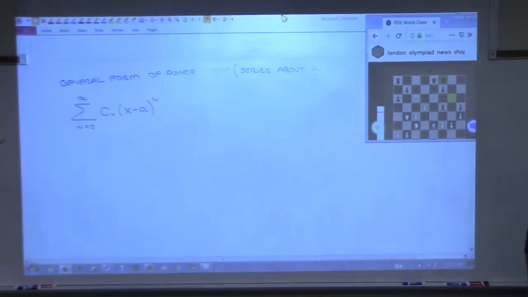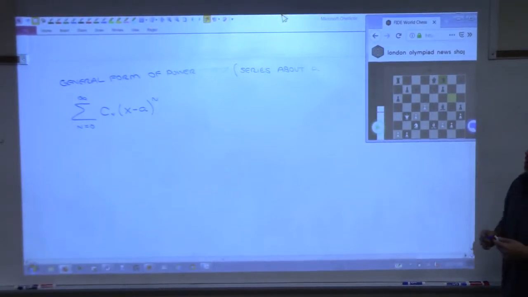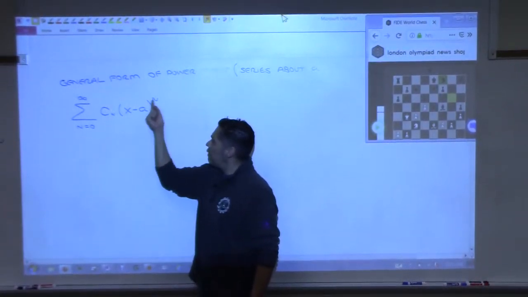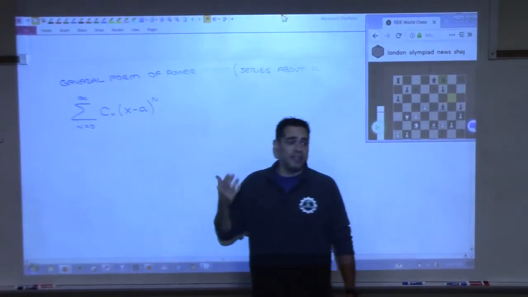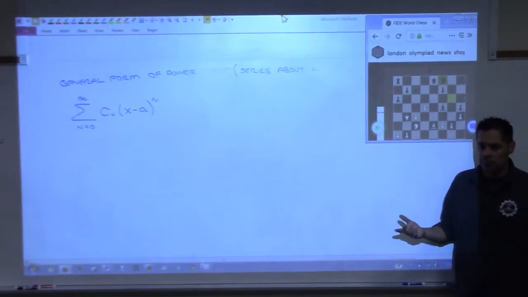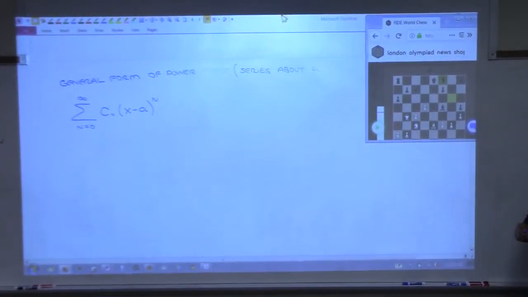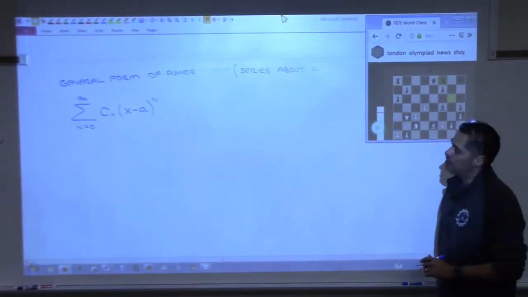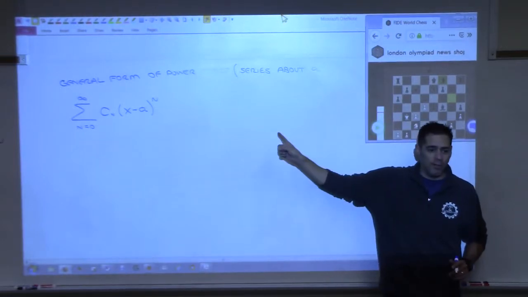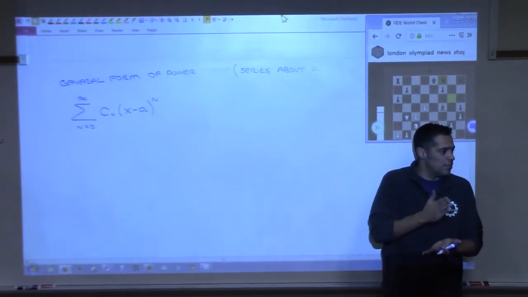That should look very familiar. The only difference between this one and the previous one is that instead of having x by itself to the n, I have x minus a to the n. All right? x minus a. So let's see if we can investigate a little bit about this. Remember, what we want to know is for what values of x will this converge?